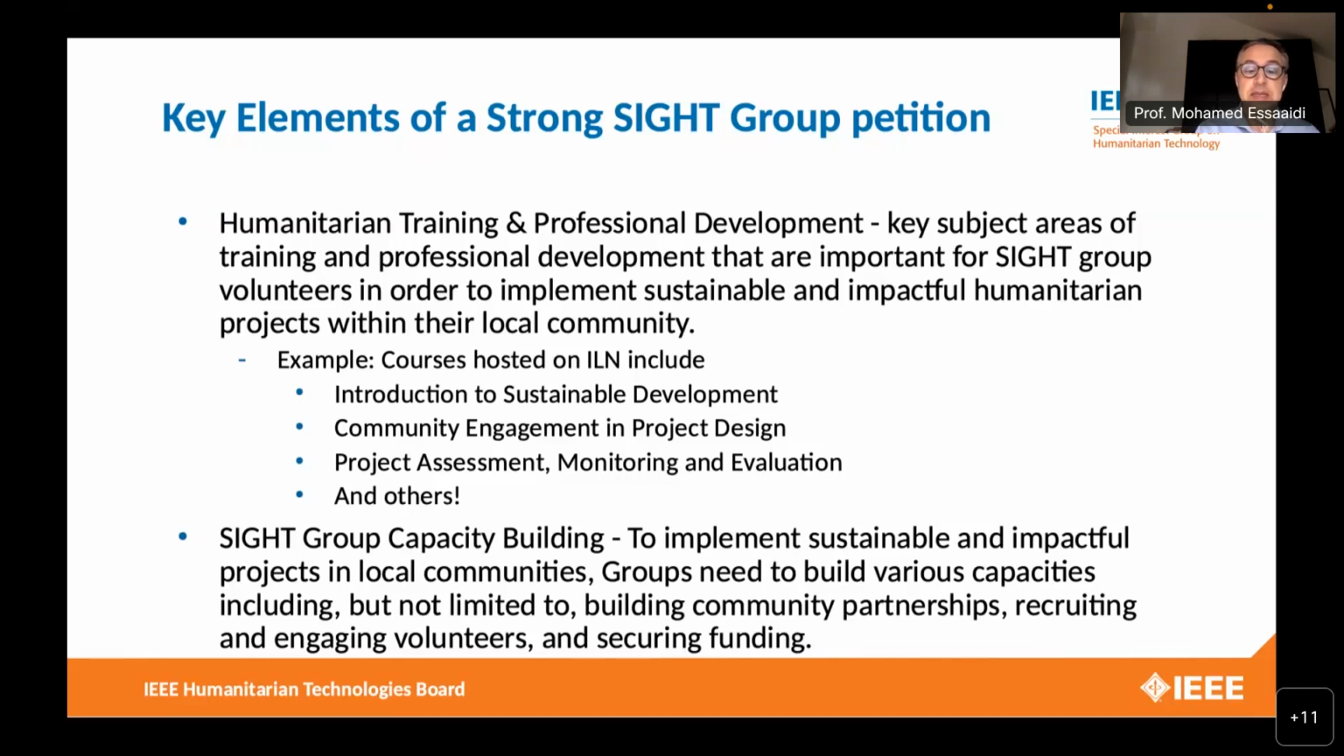Site group capacity building to implement sustainable and impactful projects in local communities. Groups need to build various capacities, including, but not limited to, building community partnerships, recruiting and engaging volunteers, and securing funding. So all those trainings are really very key to build the required skills for site groups to enable them to work on impactful projects and also to succeed when they submit any proposals to the call for proposals we have.